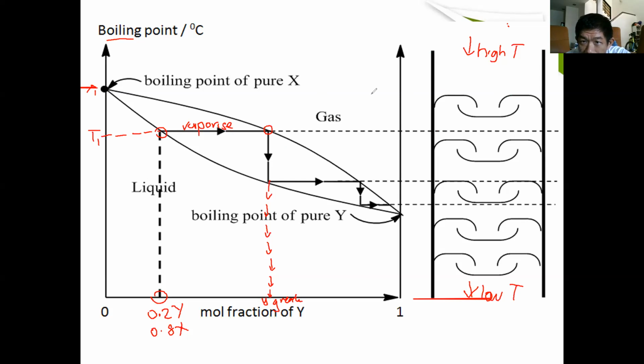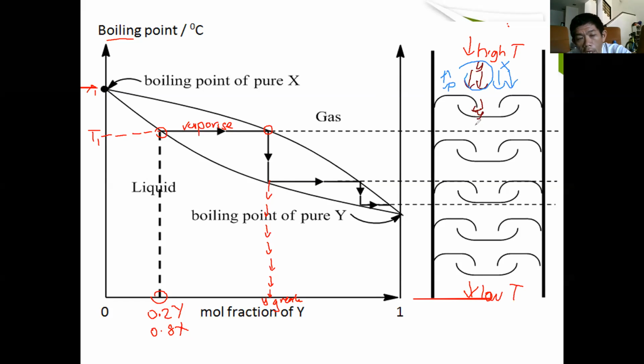Okay, so Y is heating up here. So the vapor of the Y will come up together with the X, isn't it? Come up with the X. However, because Y has a higher vapor pressure, it is easier to vaporize. So in other words, you have more vapor Y in here.